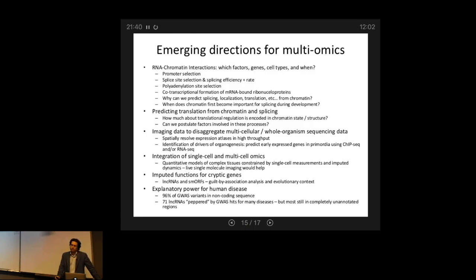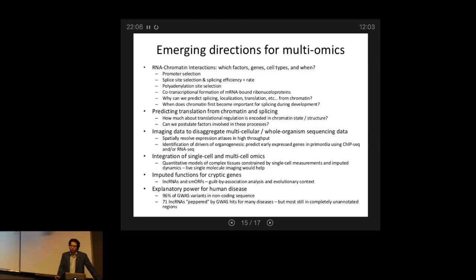Polyadenylation site selection. There's been some work in this area, but new stuff's discovered every couple of months. I mean, you know, the ELAV and then the MSI and the quaking-related factors and their role in splice site selection. Lots of brand new stuff all the time. Or sorry, polyadenylation site selection. Co-transcriptional formation of mRNA-bound ribonucleoproteins.